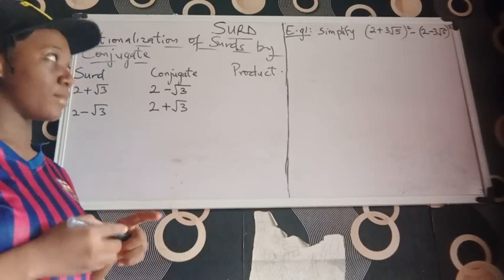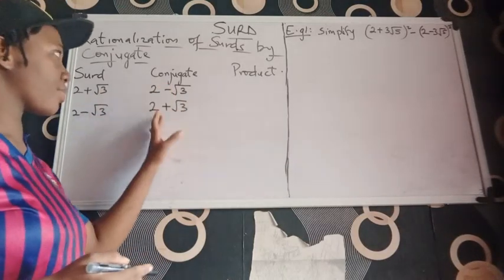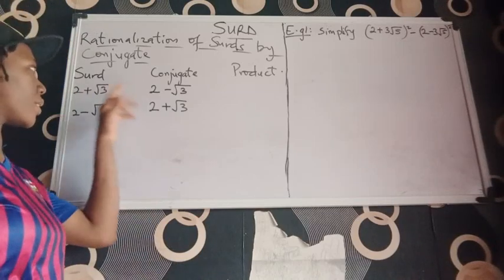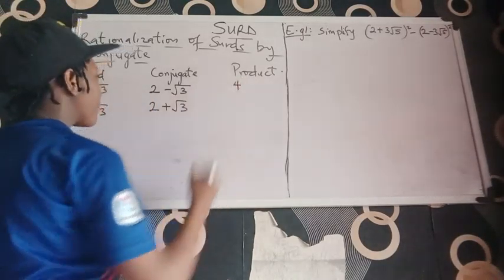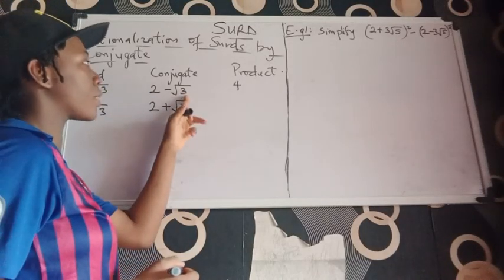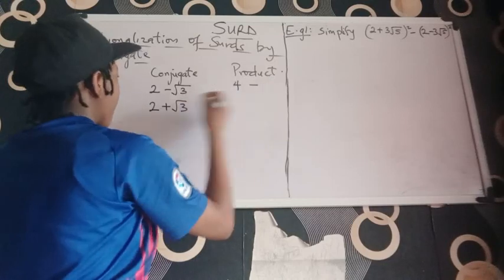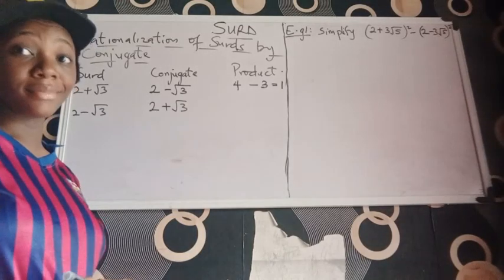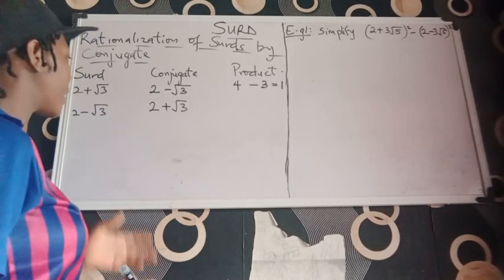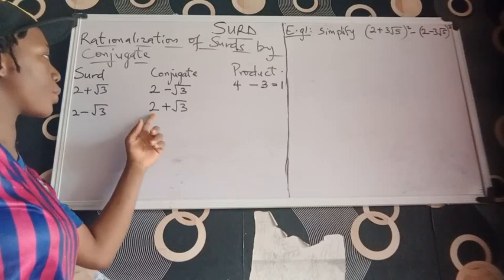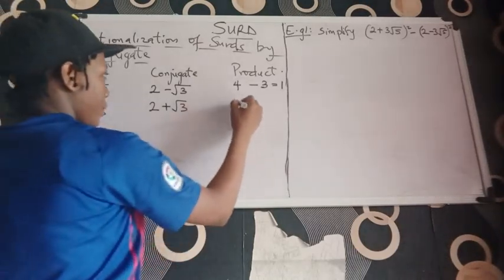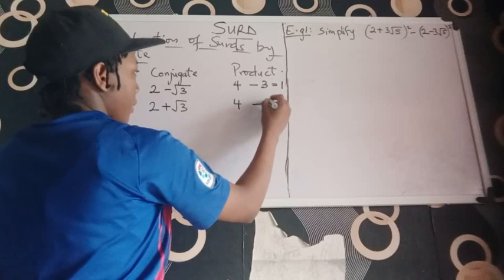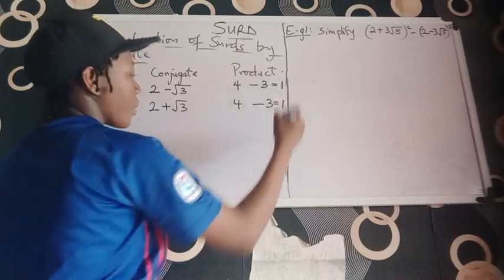Now, when you want to get the product of these two, what do you do? Please follow me carefully. You just say 2 times 2, 4, and root 3 times minus root 3 will give us minus 3. And that will give us just 1. Can you see it? It's that simple. We also have 2 times 2, sorry, to give you 4, and minus root 3 times plus root 3 will give us minus 3 again, which gives us 1.